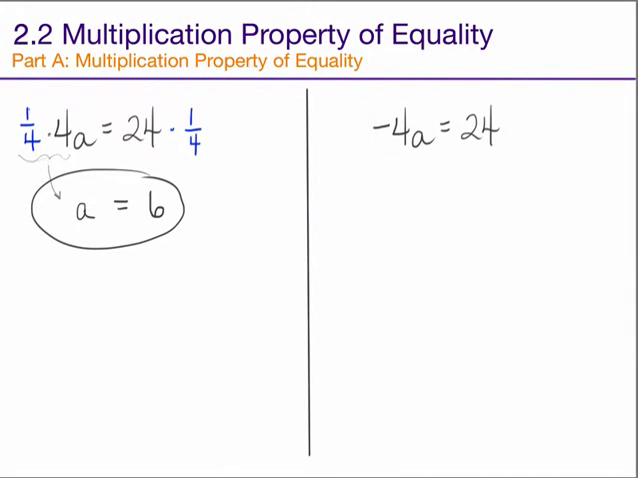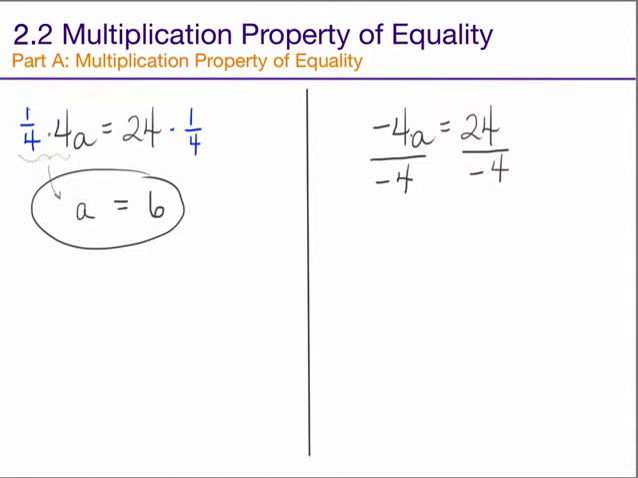Let's take one more look at this problem, because some of you may have seen problems like this before and have a different approach to solving them. Here, a is multiplied by negative 4, so to get a completely by itself, I need to undo that multiplication. One way to do it is to multiply by negative 1/4. Another way to do it is to divide both sides by the number that's in your way, the negative 4.